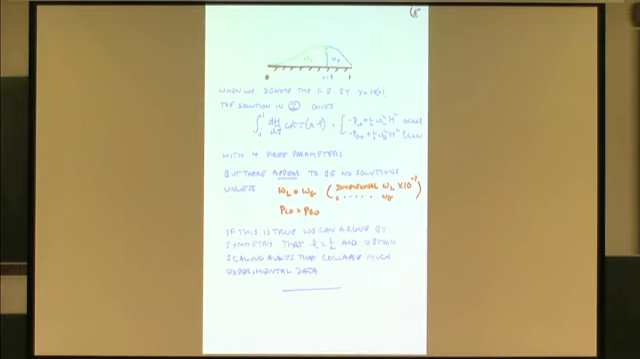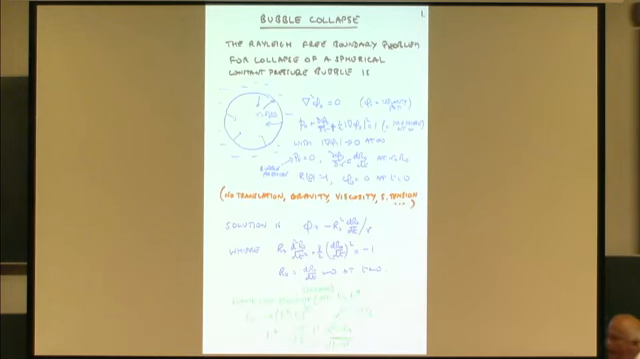I better rush on. The second problem I want to quickly tell you about concerns bubble collapse. Now, we're all very familiar with bubbles. They seem nice benign things in your champagne glass or your beer glass or whatever, and most of the bubbles we see in such circumstances are nice spherical objects.